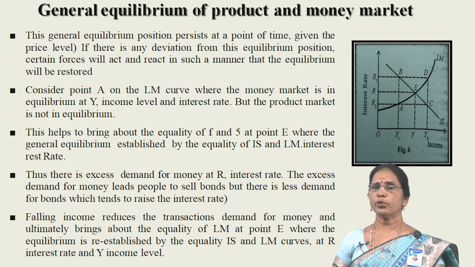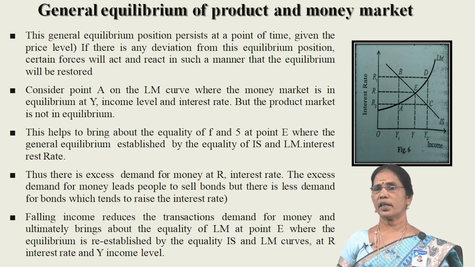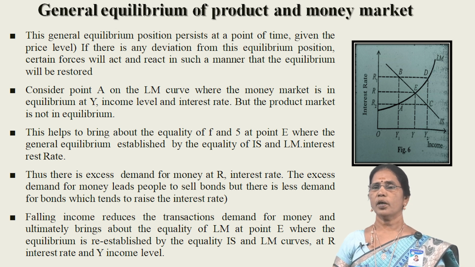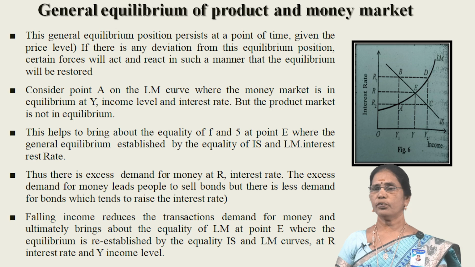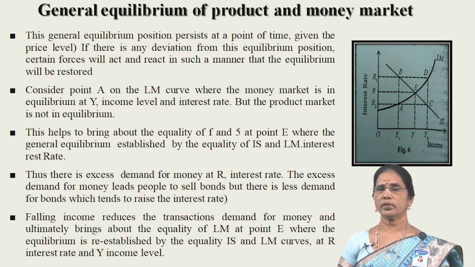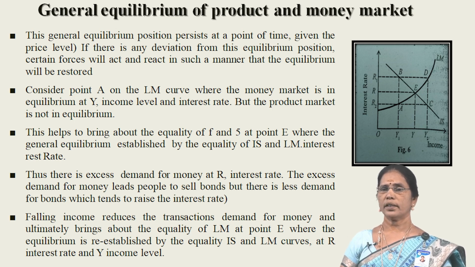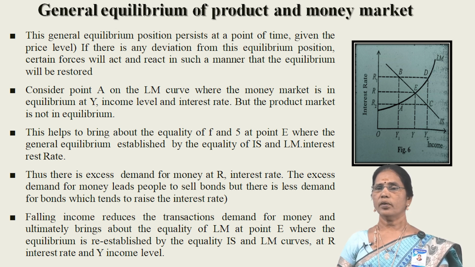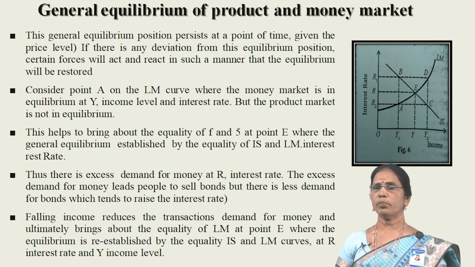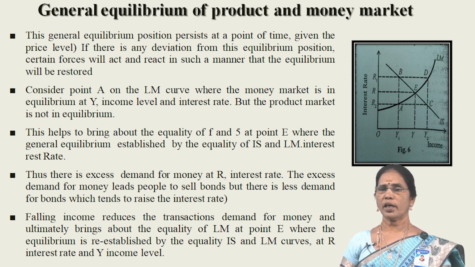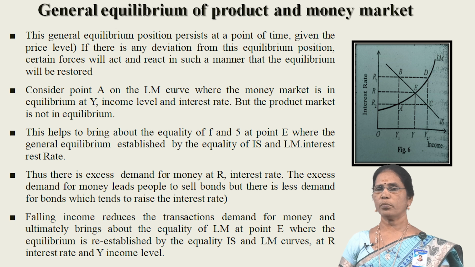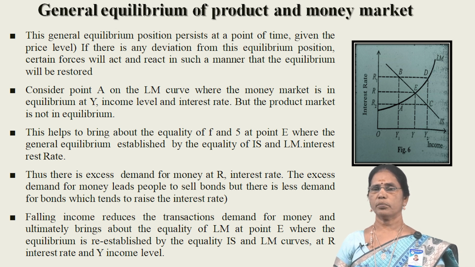This general equilibrium position persists at a point of time given the price level. If there is any deviation from this equilibrium position, certain forces will act and react in such a manner that the equilibrium will be restored. Consider point A on the LM curve, where the money market is in equilibrium at Y1 income level and interest rate, but the product market is not in equilibrium.